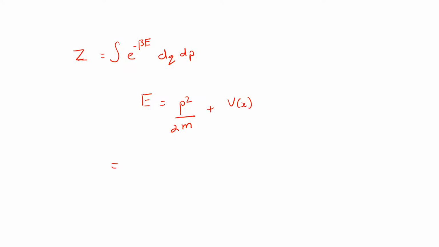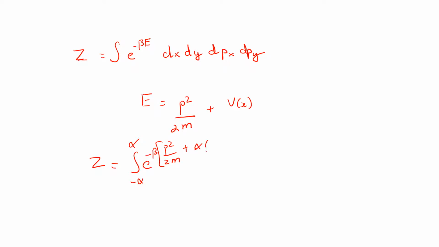So this is a two-dimensional problem. dq is nothing but dx dy, and dp is dpx dpy. This is the integral that you have to evaluate, minus infinity to infinity, e to the power minus beta times p square by 2m plus alpha times x square plus y square, dx dy dpx dpy. So four integrals are there altogether, and this can be split and written as four integrals separately.